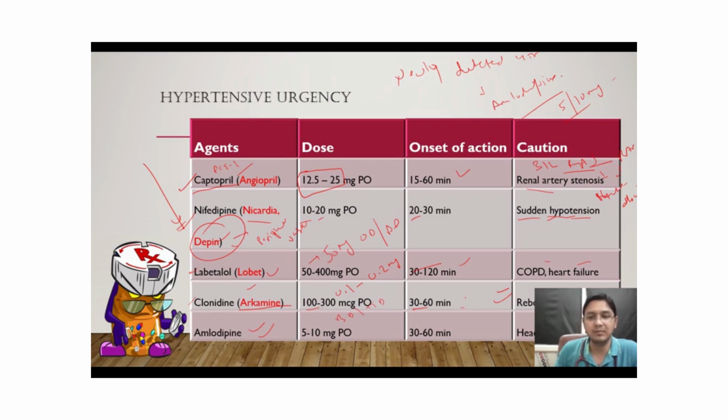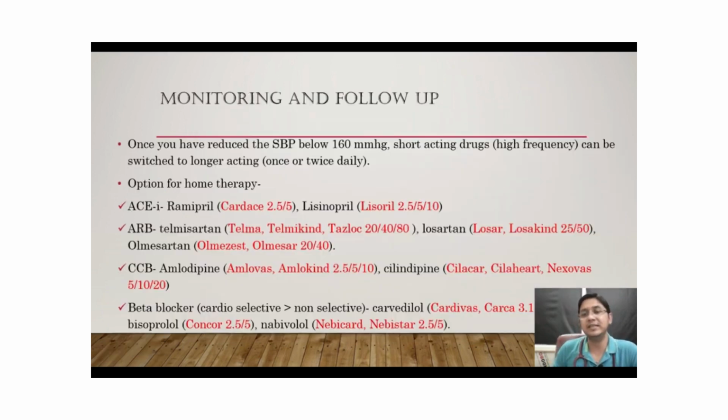We can monitor the blood pressure. If it comes to normal, we can continue with that. Otherwise, we can increase the dose. Well, now the patient is already in our ICU or in a ward. You have admitted the patient, you have controlled the BP, and now the next thing is monitoring.